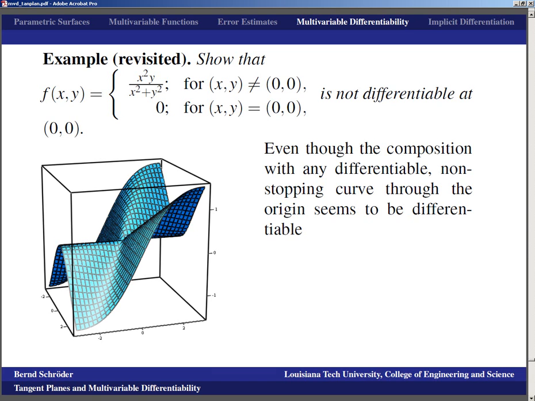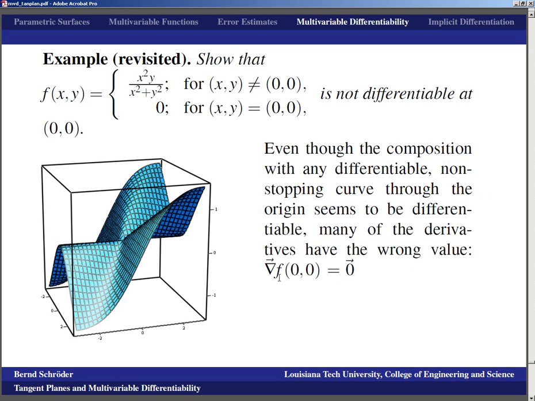that out. I've laid all sorts of curves through the origin here, and I think they all actually are quite smooth, because the only way I could put a corner into the output would be if I put a corner into the input, and I can't do that if I go through the origin with non-zero velocity. So even though all of that seems to be differentiable, many of the derivatives simply have the wrong value, because the gradient of the function at the origin is 0, because we remember that the x derivative as well as the y derivative, the partials, are 0.